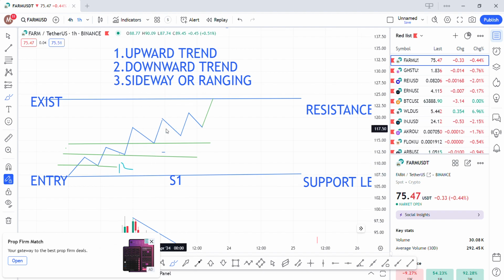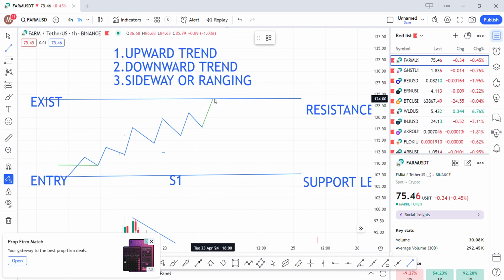So in a nutshell, this is what we call uptrend. Now let's move forward. Let's go back. I want to delete this. That's not our target, but we just need to explain all this. So now, the downward trend.